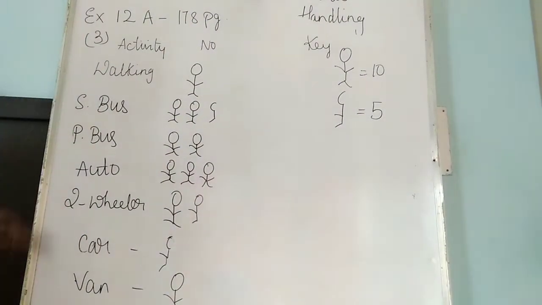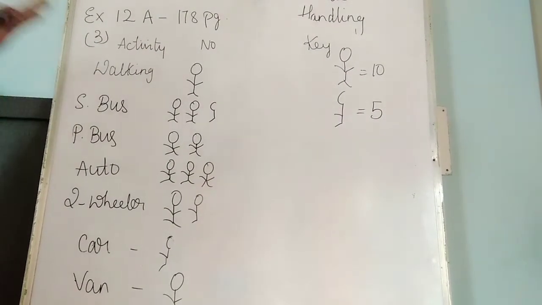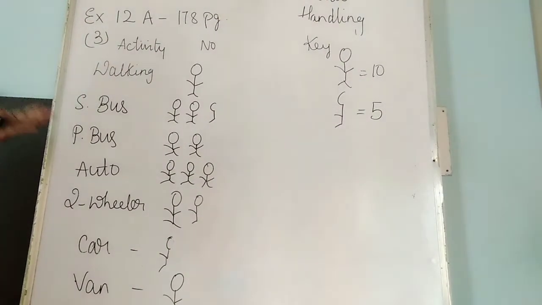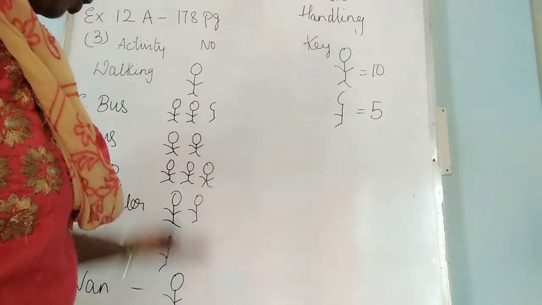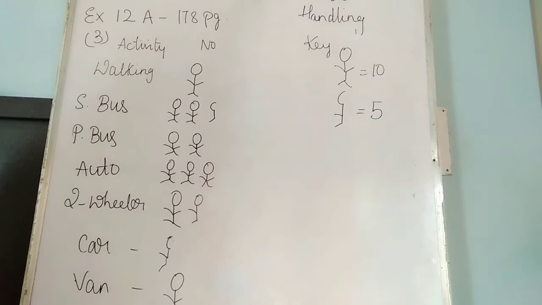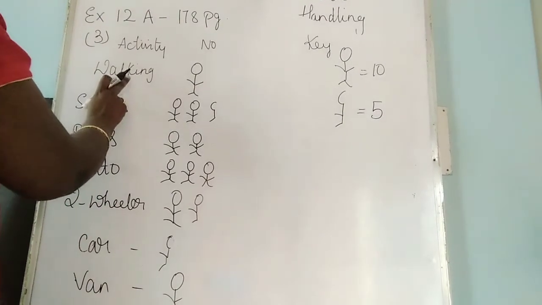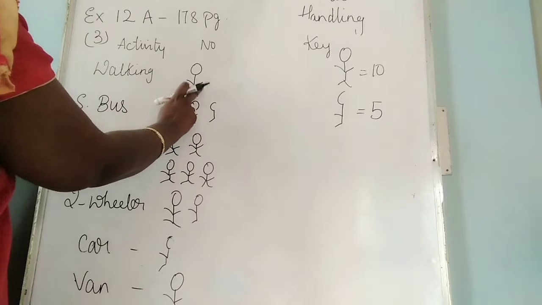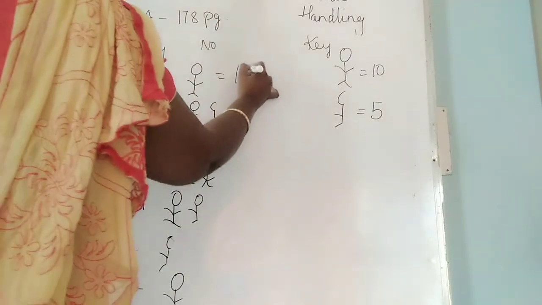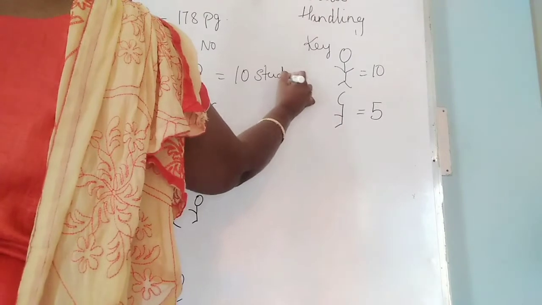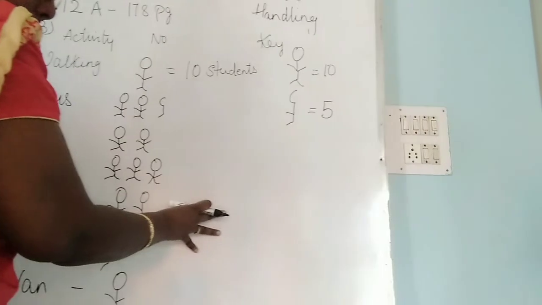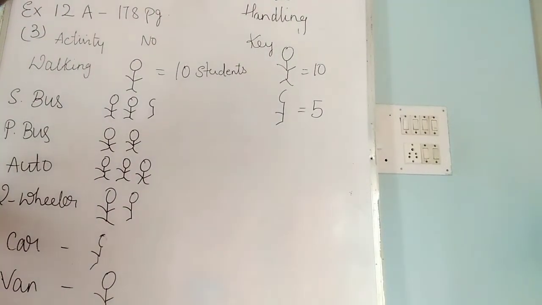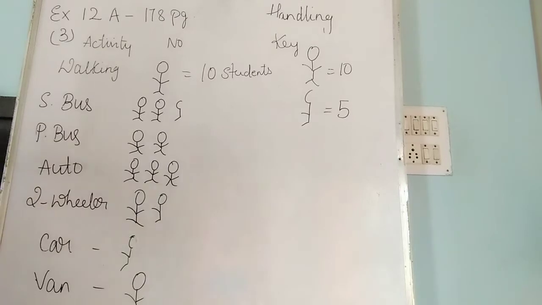Now let us count how many students come by walk, school bus, private bus, auto rickshaw, two-wheeler, car and van by using the given key and watching the representing human beings or dolls. Now walking, the students who come by walk. It is one complete doll. That means 10 students come by walk.